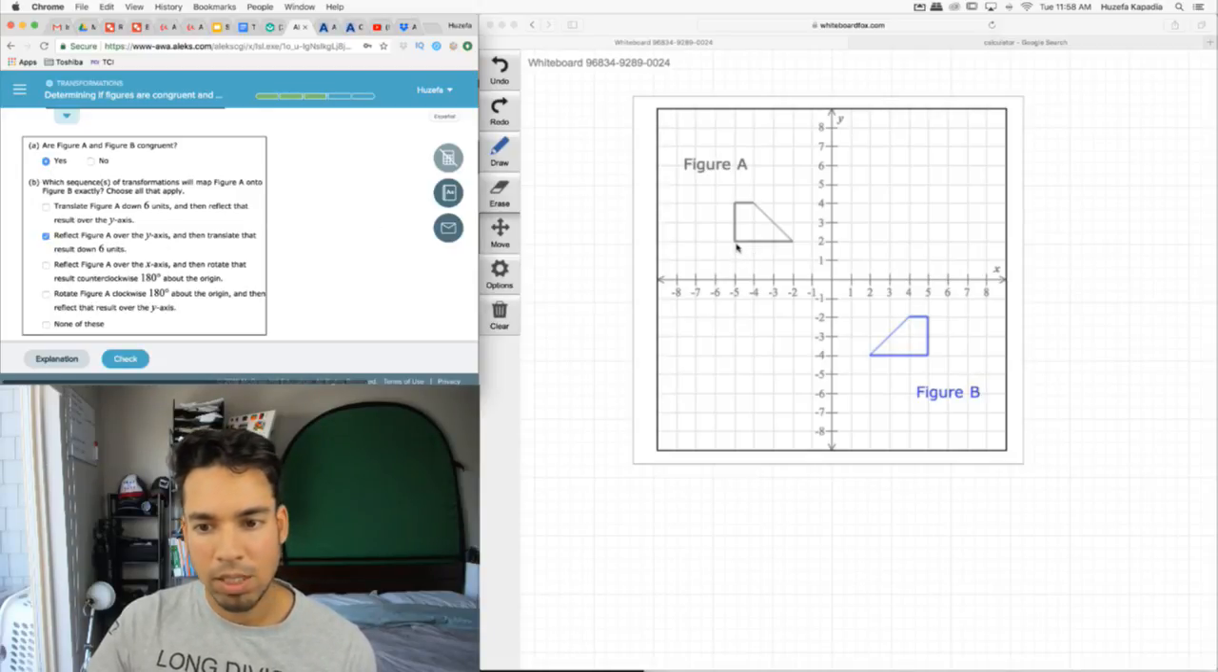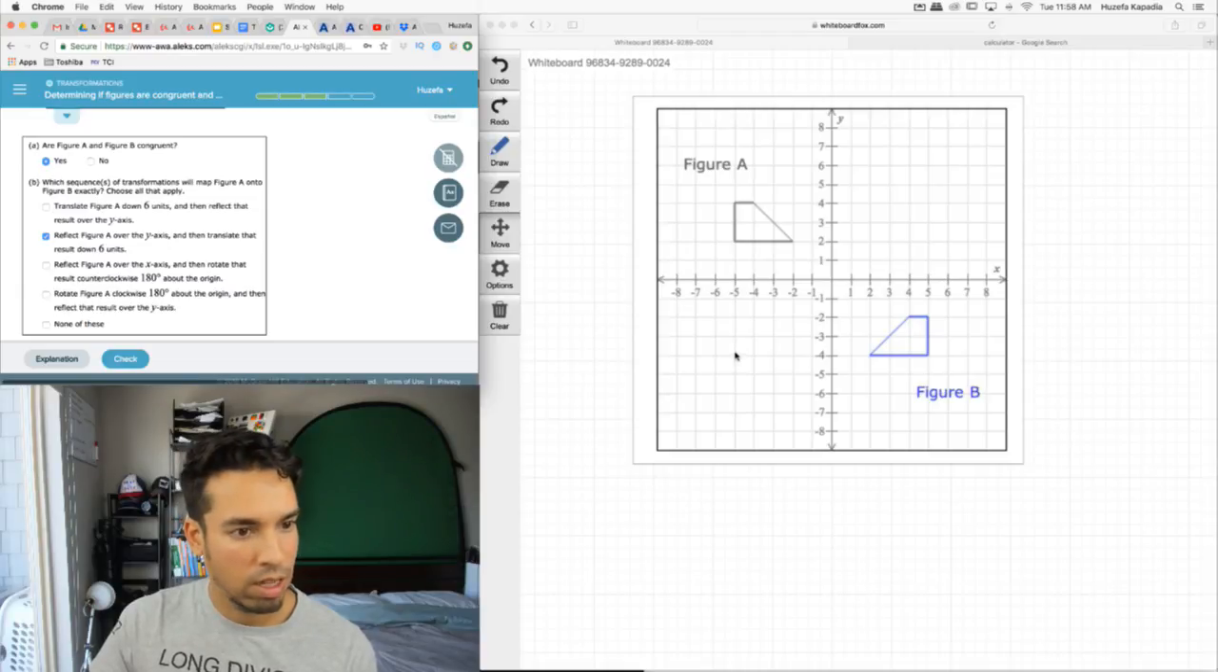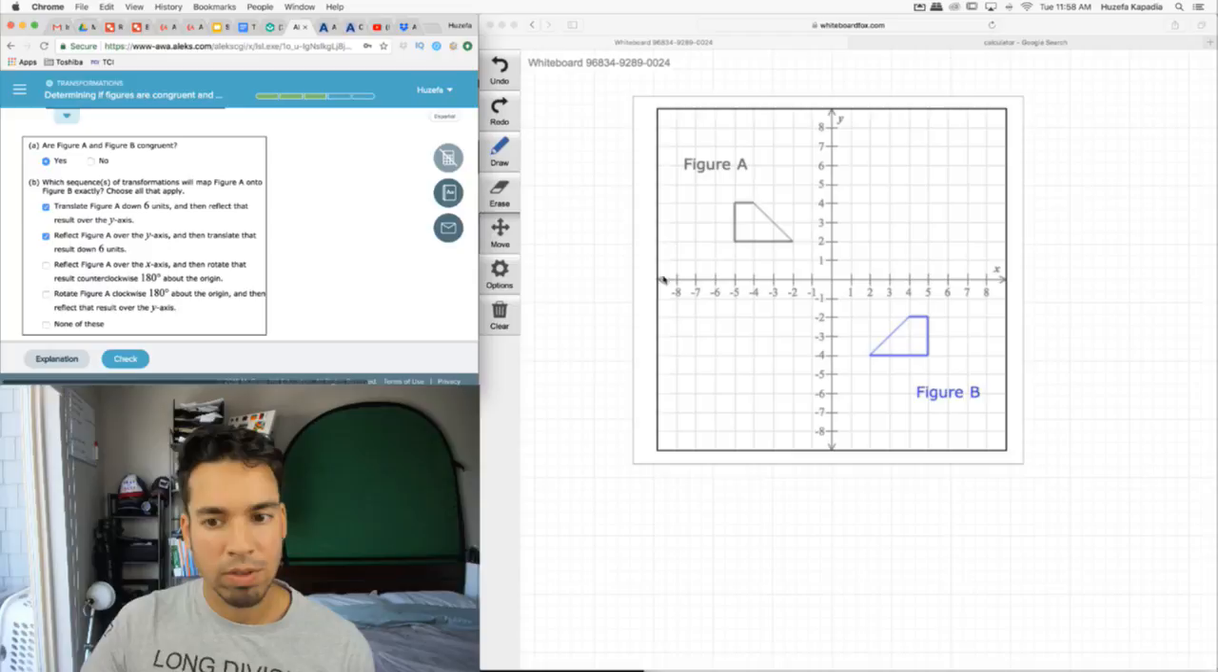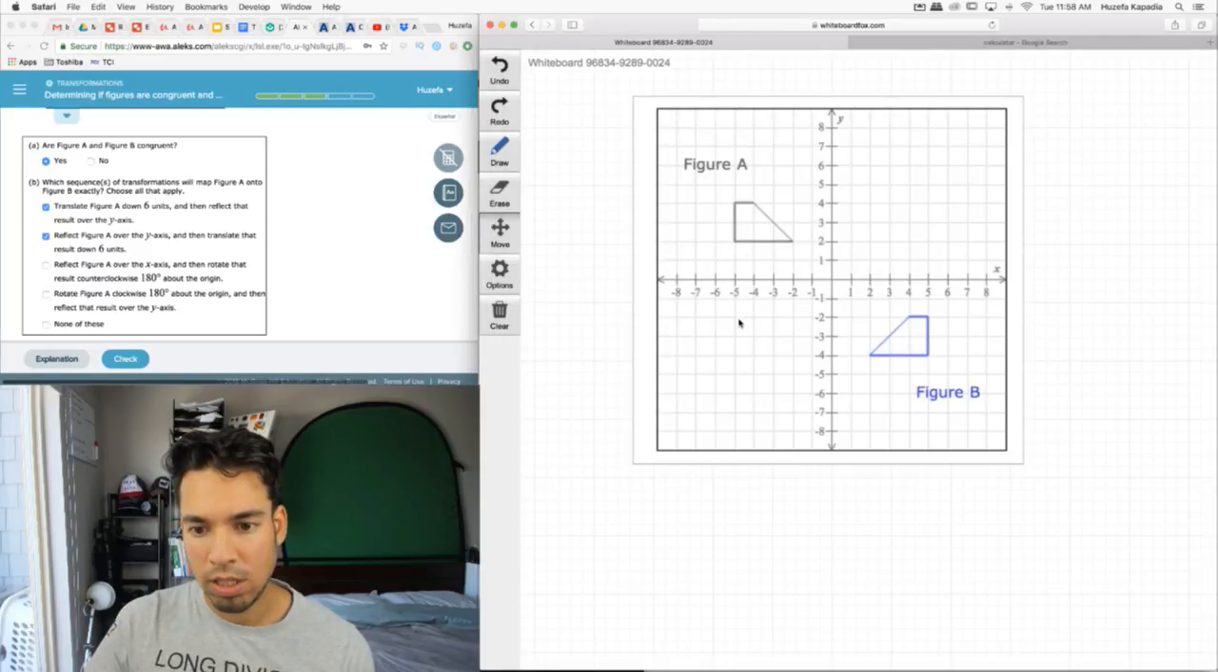Translate figure A down by 6. Boom, move it down here, and then reflect over y. That will also work. Reflect figure A over the x-axis, which puts it here.